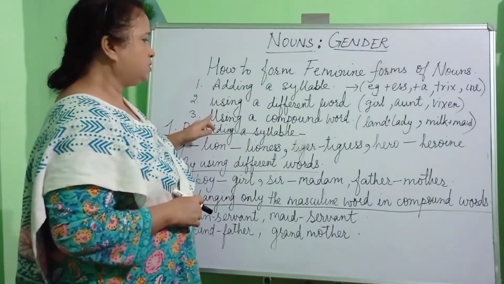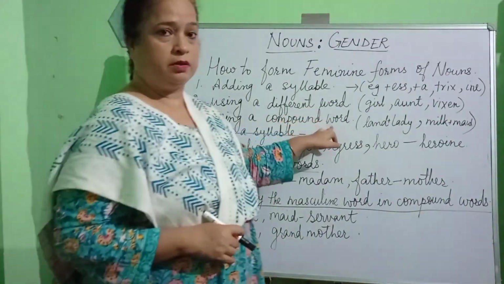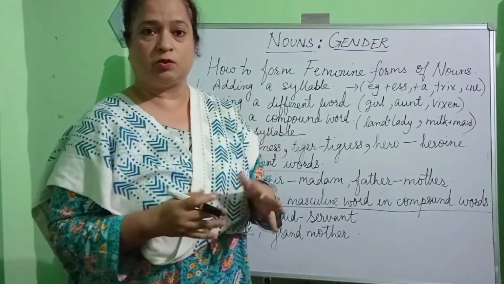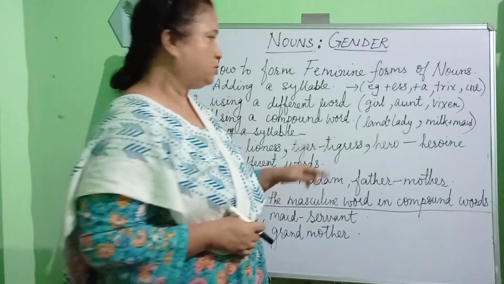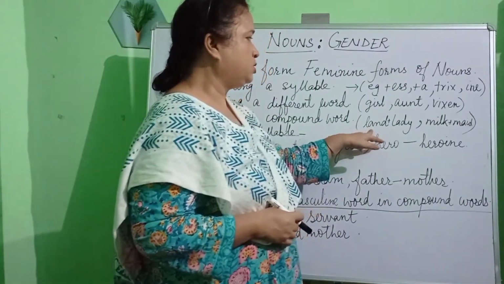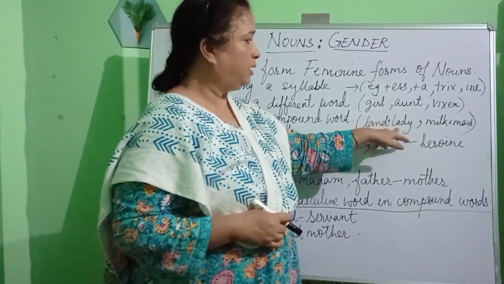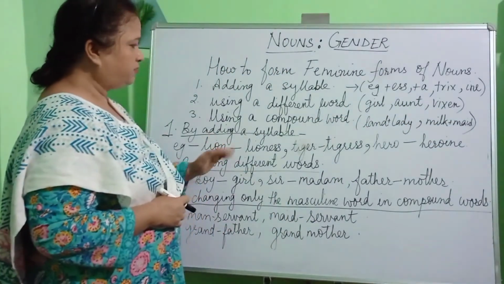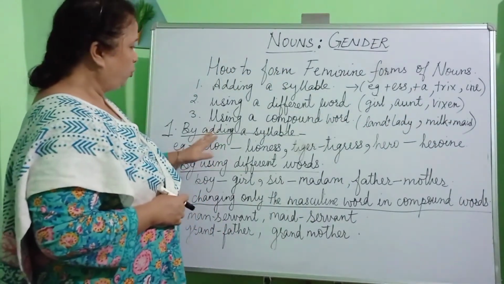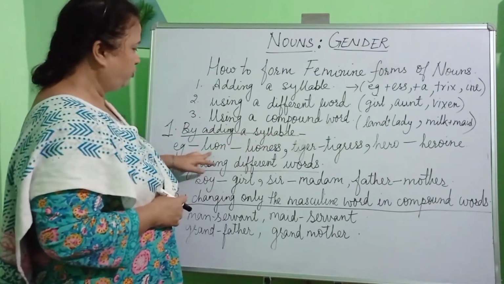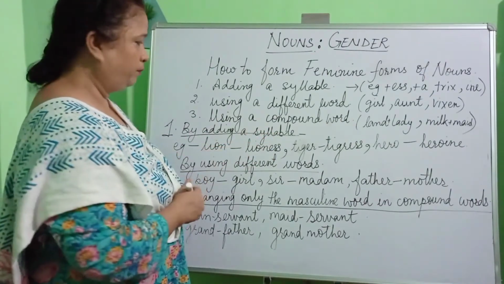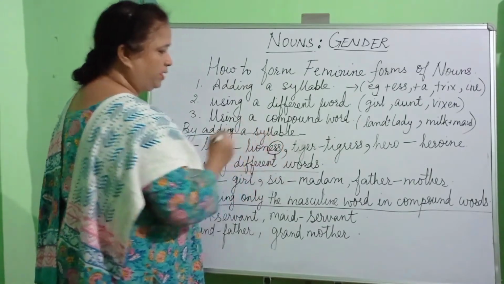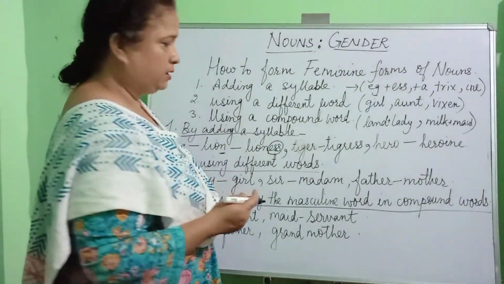The next is using a compound word. Now what's a compound word? Two words put together to make a new word. Okay, so what are the words over here? Land, lady, milk, maid. Now let us see the first one. What did we do? We added a syllable. For example, we had lion. It ended with an N. We added ESS and we got lioness.